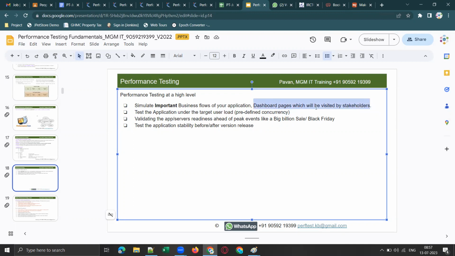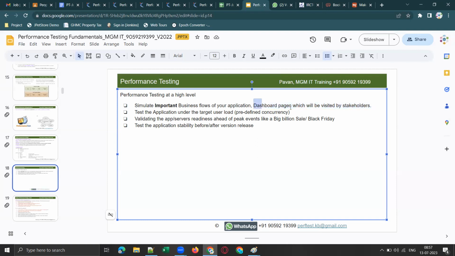Suppose you have higher management of your application, but they will be hardly 10 or 20 stakeholders. Still, those pages are important. Suppose there is an admin page where the admin can see how many orders are placed on a particular day, a week, or a month, or how the response time is across regions. There will be some dashboard pages which can be visited only by the company stakeholders. Even though they are visited by only 10 to 20 people, those pages are also important, isn't it?